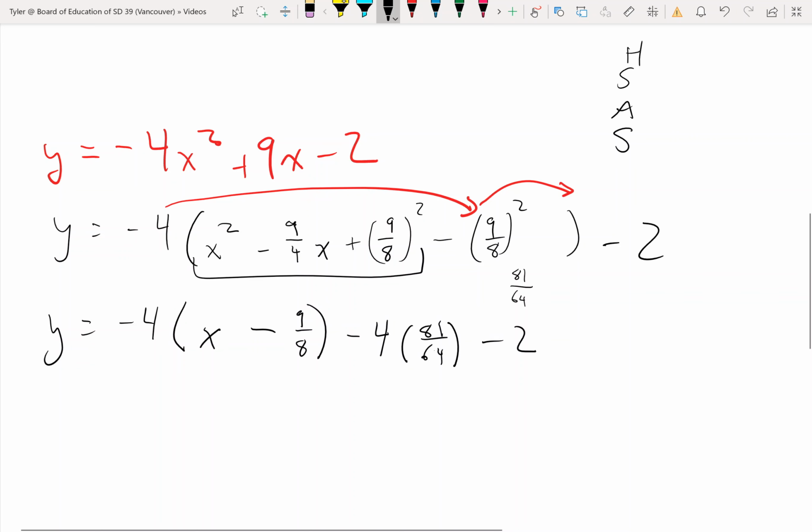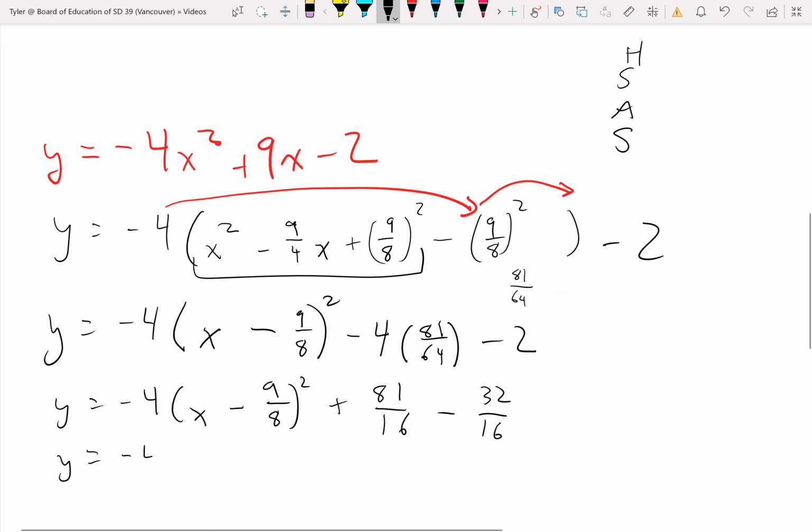Okay. When I multiply that out, it's going to become y equals negative 4x, oh, sorry, squared there, minus 9 over 8 squared. This actually becomes, when I deal with the fraction, 81 over 16 minus, and I'm going to make this out of 16 too, so I can actually combine the fractions. So it's going to become 32 over 16. Then I can add these two together. It's going to become plus 49 over 16. Cool.